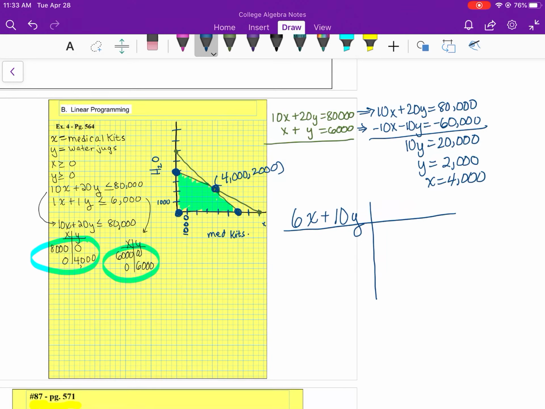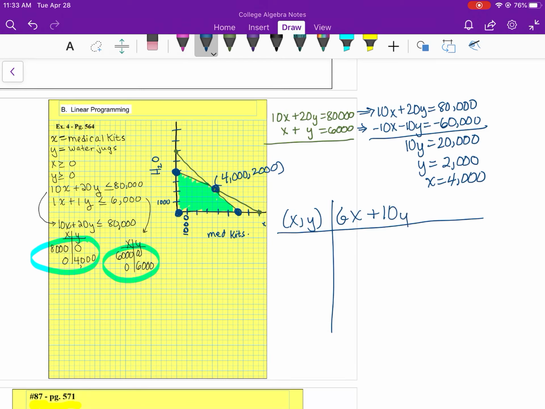Okay, so we're coming back to this now. I'm going to add another column here for my ordered pair. So I think I'll just start over on my table and get it organized a little bit better for you. So this is going to be your ordered pair. This is that objective function again. Remember, the medical kit is going to help 6 people and the water container helps 10. All right.